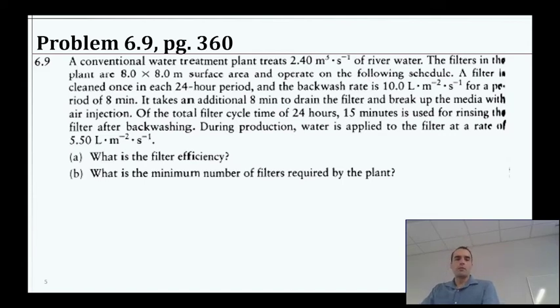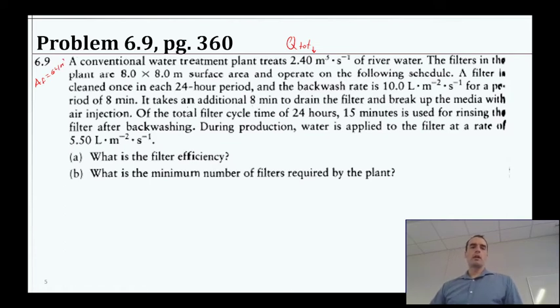So part A is asking what is the filter efficiency, and then to follow that up, part B says what is the minimum number of filters required by the plant. Okay, so just a couple things here. They gave us a Q total for the entire plant. The next thing they gave us, the area of the filter, is 8 by 8, so we can do a little multiplication, say that's 64 square meters.